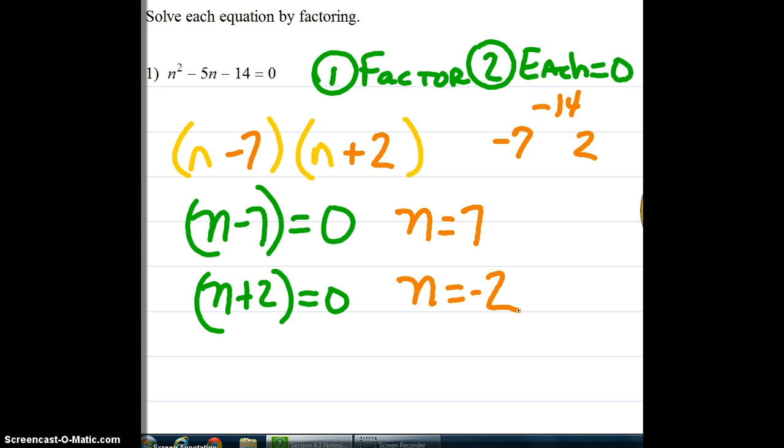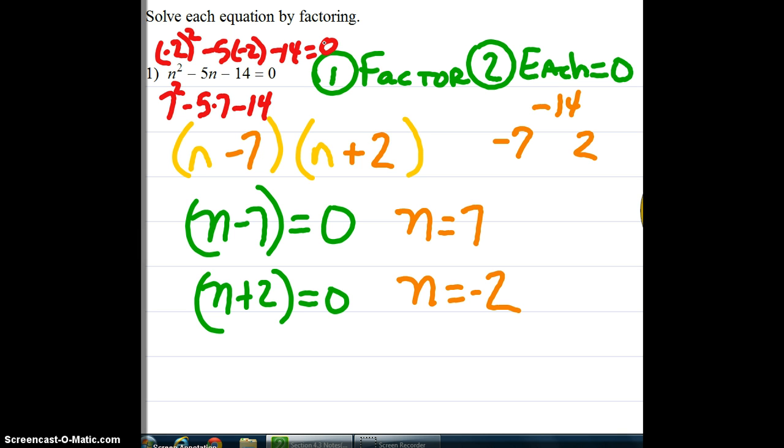So there are a couple different ways we can check this answer. One is that if I stick 7 back into the original equation, I should get 0. Or if I stick negative 2 back into the original equation, I should also get 0. So that's one way that you can check your answer.